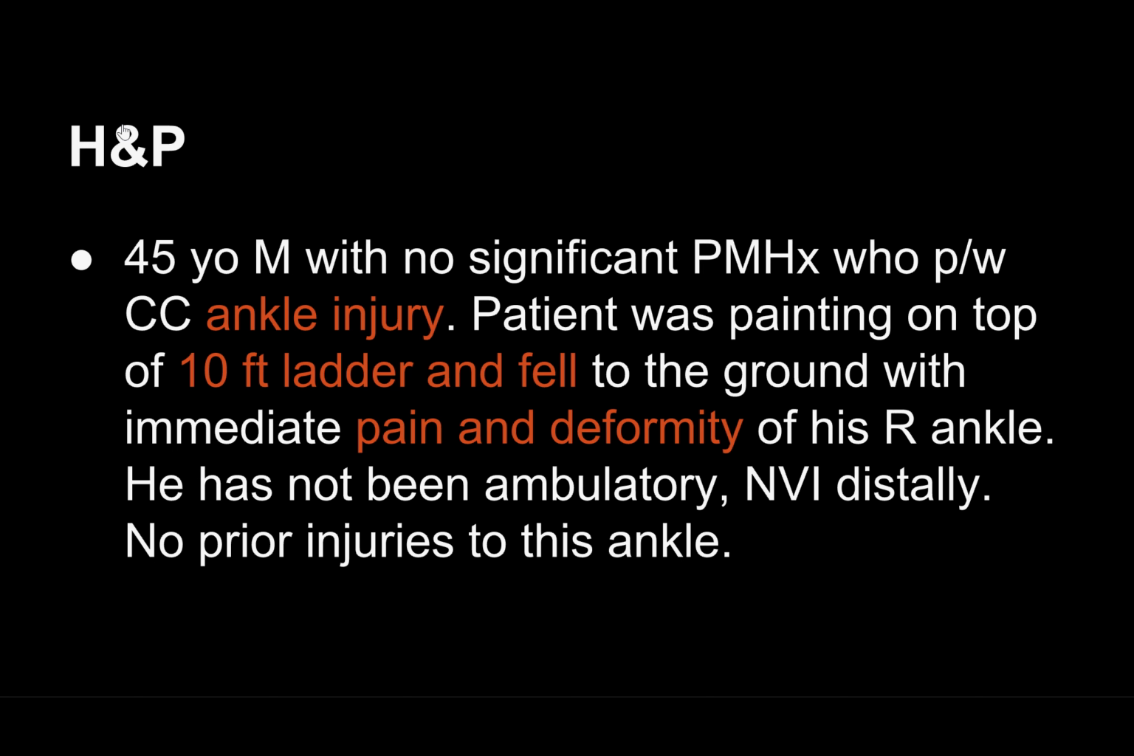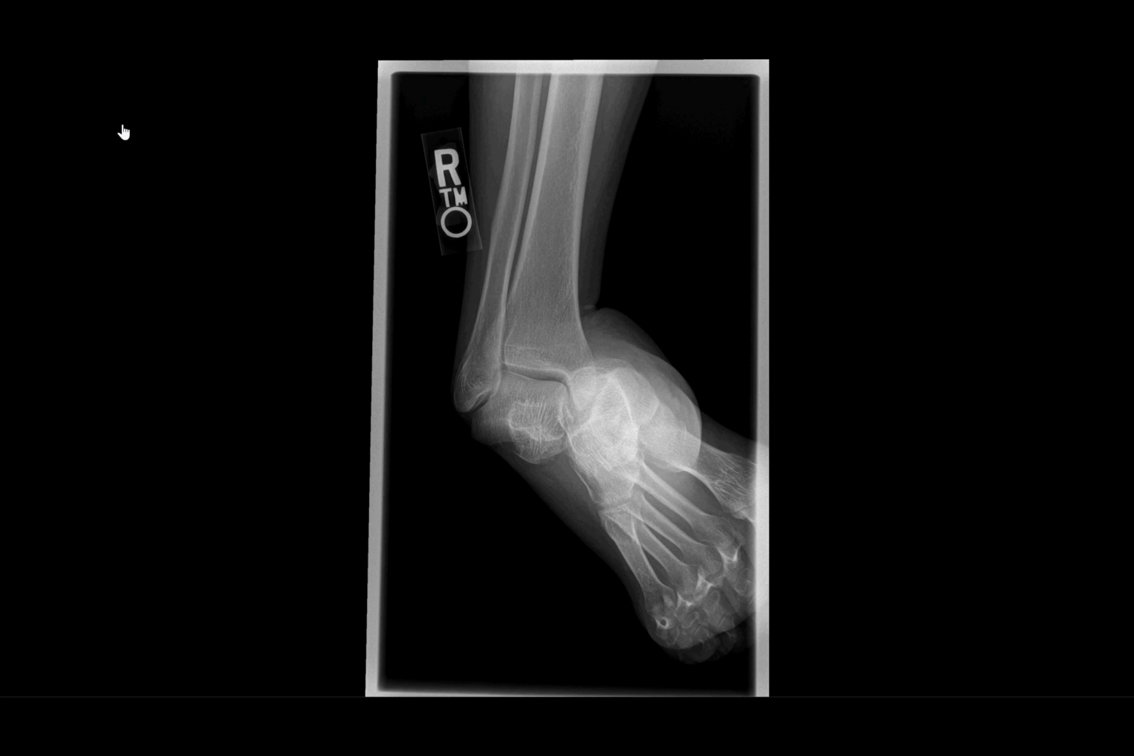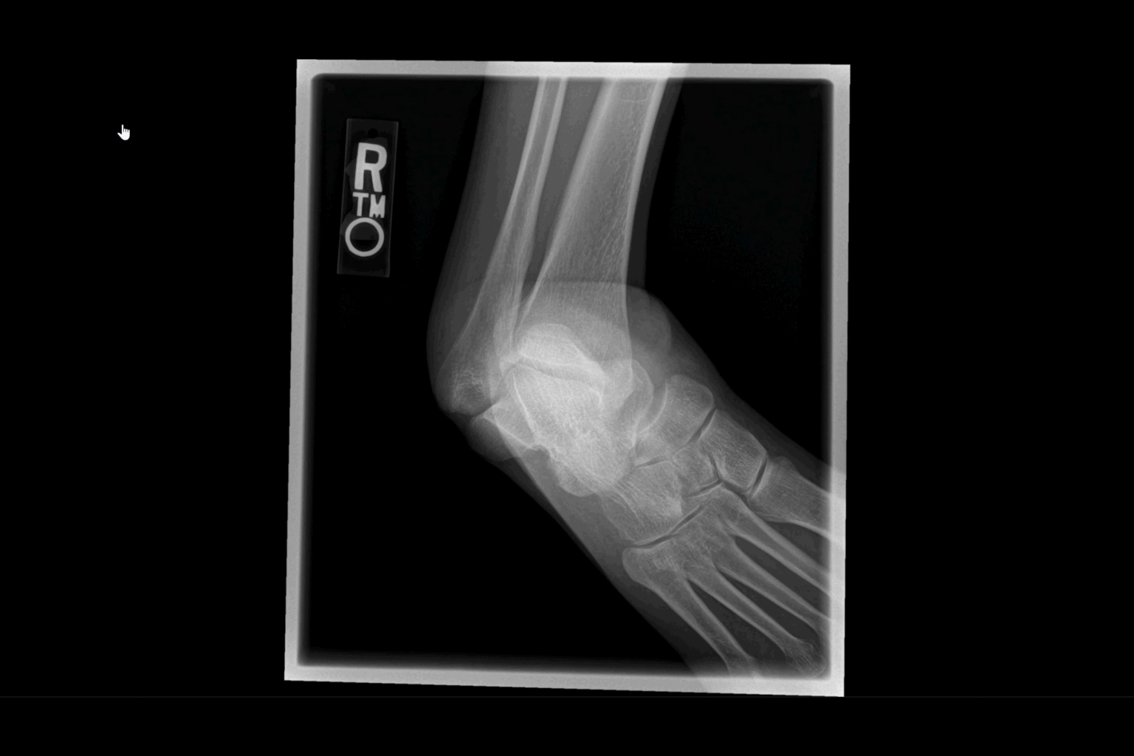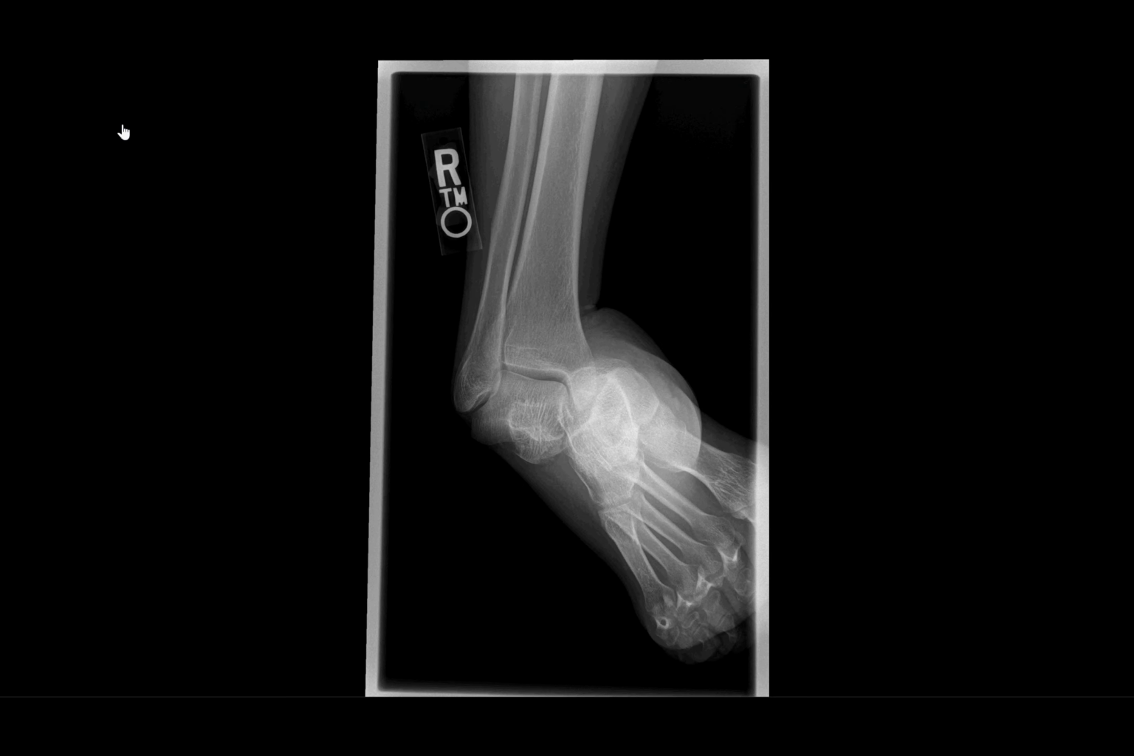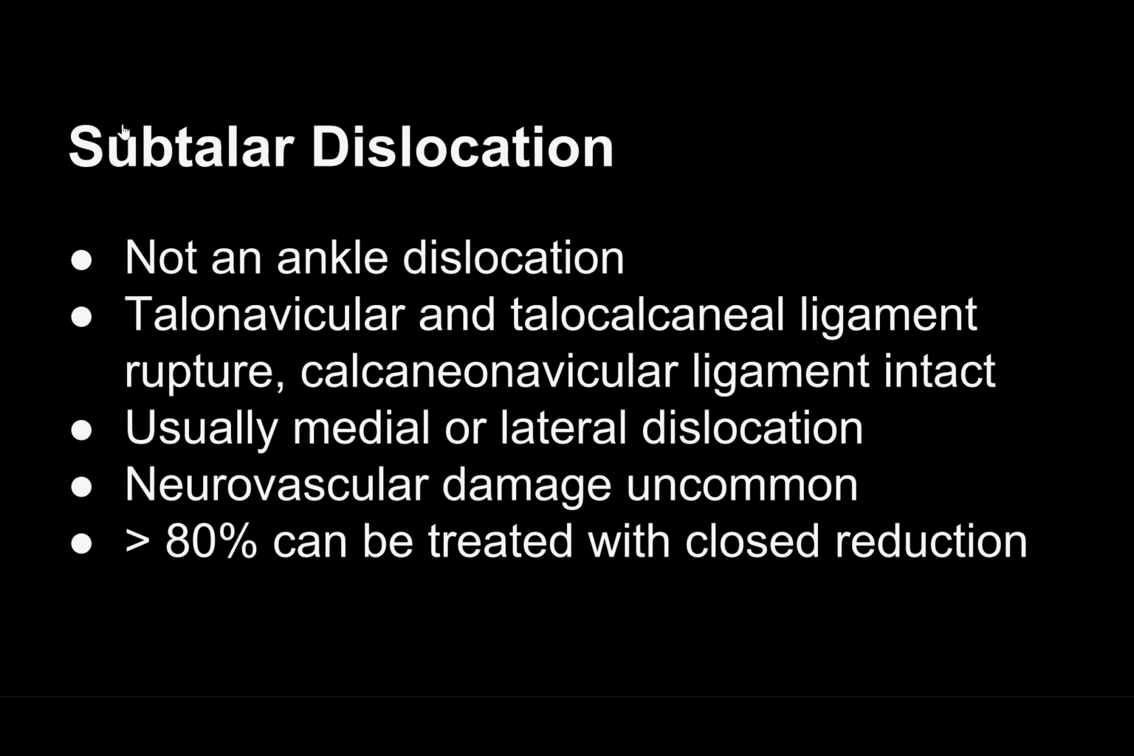And you whisk him off to radiology, and this is what you get. Grossly abnormal, right? We have our oblique film here. We have our lateral, and rarely are you seeing all 5 metatarsals on a lateral film of the foot. And now back to our AP. What do we have here? What is this? This is a subtalar dislocation. It is not an ankle dislocation, okay?